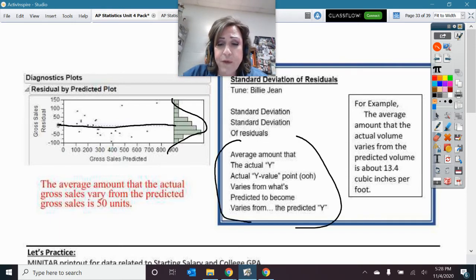The average amount that the actual y value point varies from what's predicted to be. Varies from the predicted y.